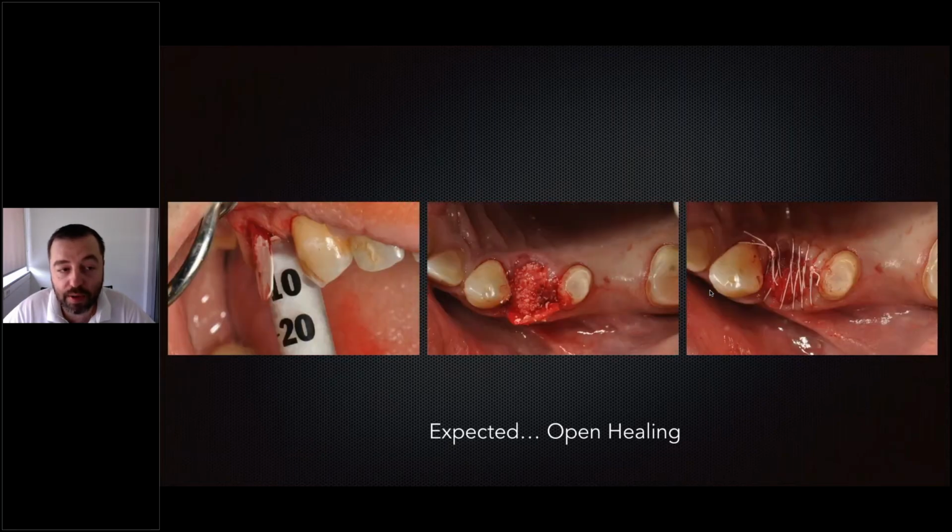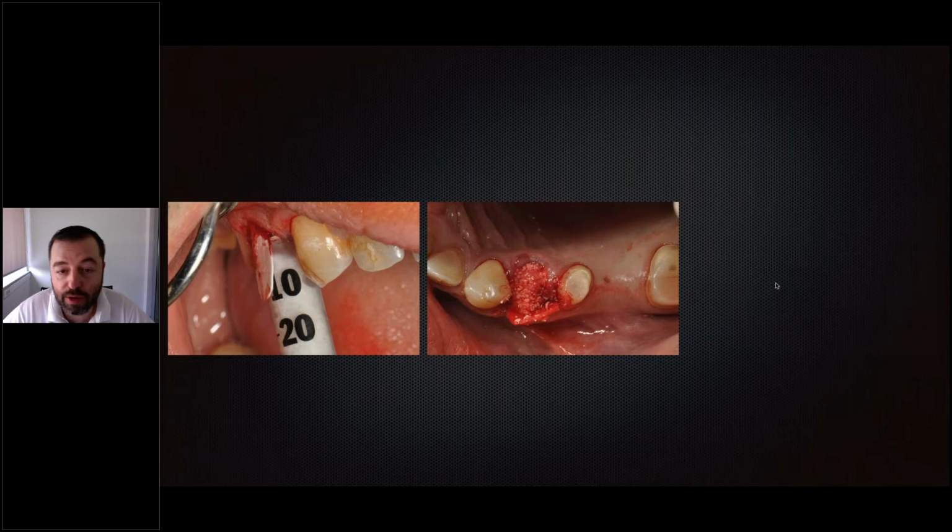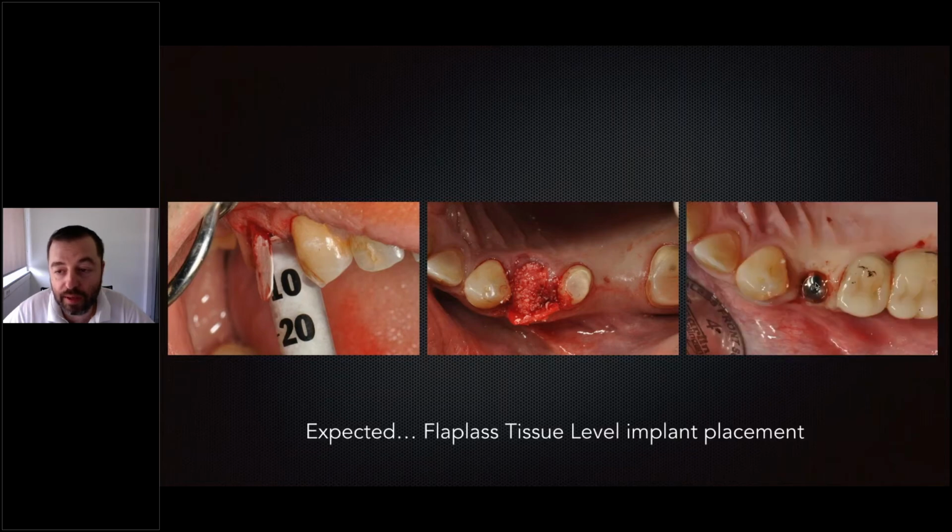So this is how it looks like. We insert the membrane up to the apical bone where the entire buccal bone is missing. Then we augment, and everything remains open. There is no touch of the papilla, no touch of the periosteum, nothing at all. Just put a PTFE suture. It's very important to have a PTFE suture because of its properties. And this is how it looked after the healing, and then punch tissue level implant placement.